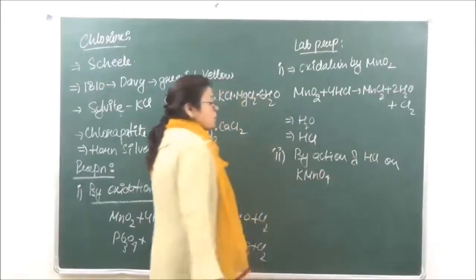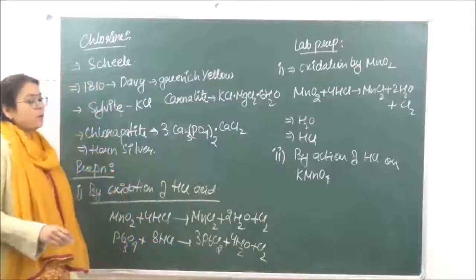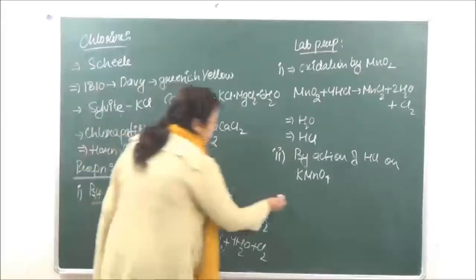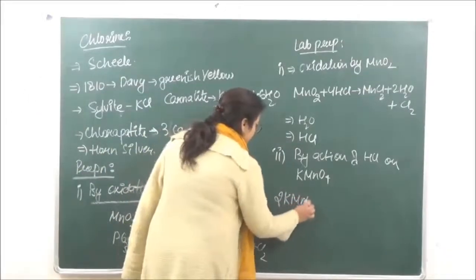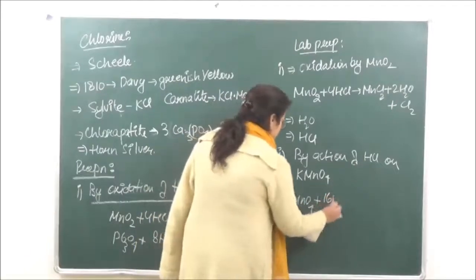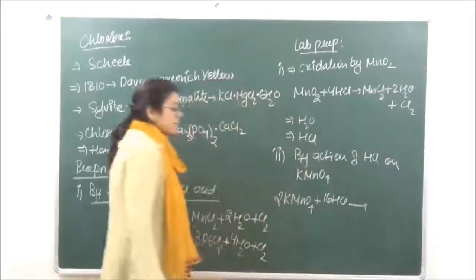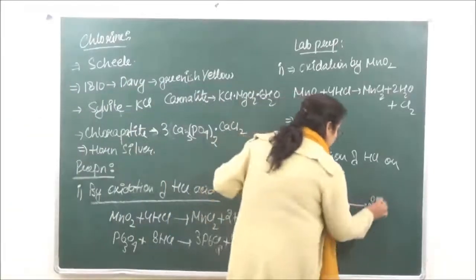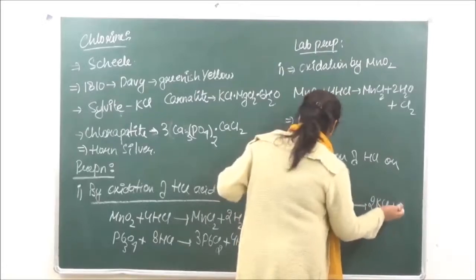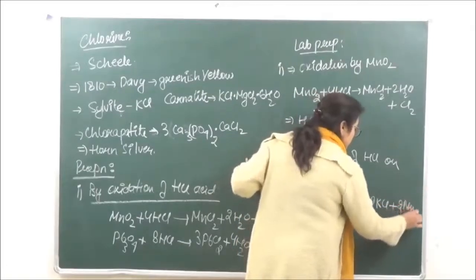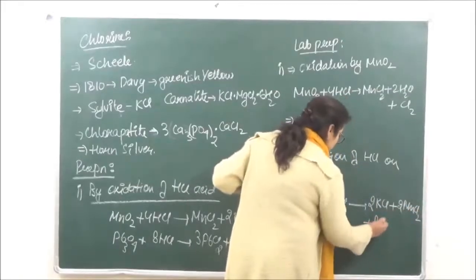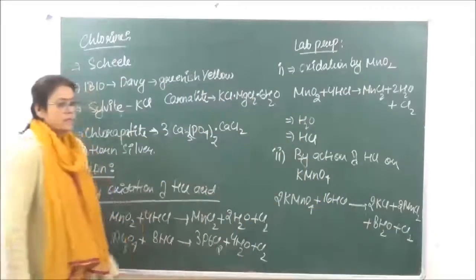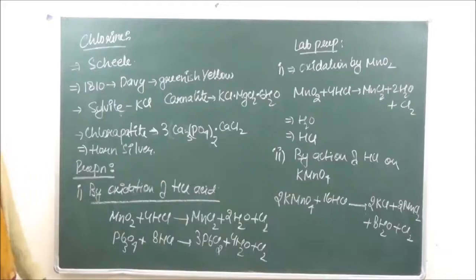KMnO4 is potassium permanganate, which is known for its oxidizing properties and intense violet color. So when we react it with HCl, this is going to give us plus chlorine. Okay? So this is how chlorine is going to be liberated.